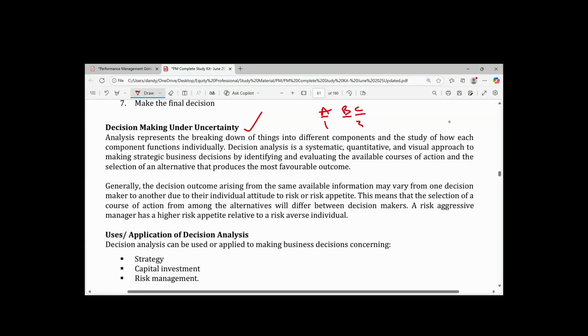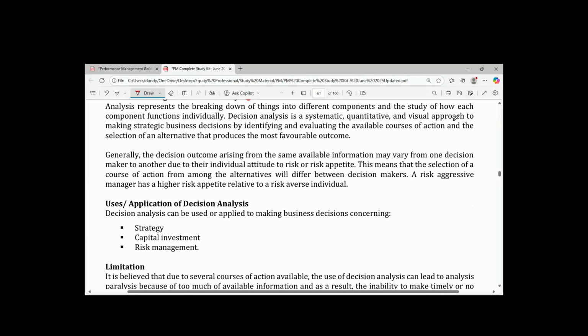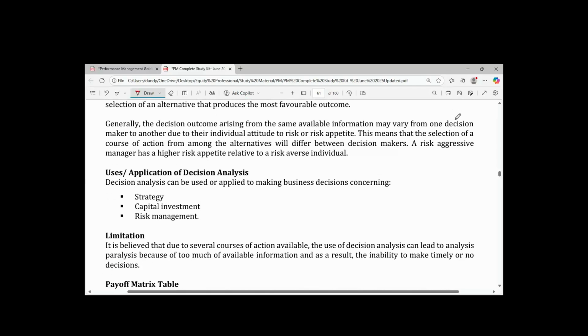Now, what are the uses of decision analysis? Basically, decision analysis can be used for making decisions relating to strategy. A company can use decision analysis to strategize on how to enter a market, whether they should divest an investment, or enter into a new market.